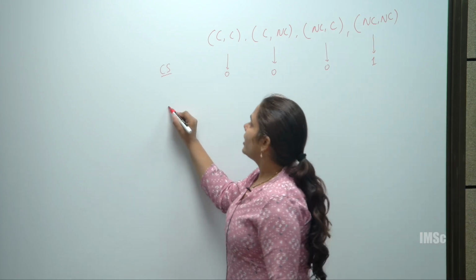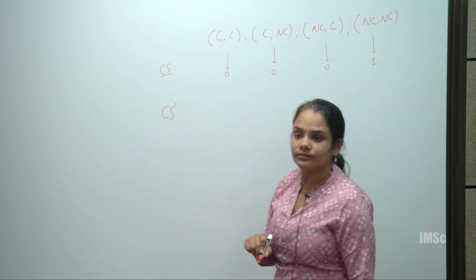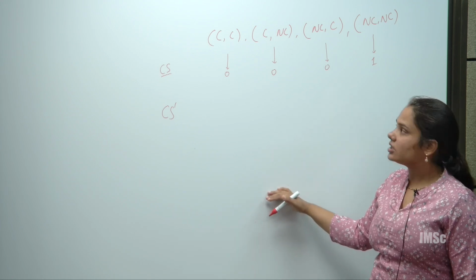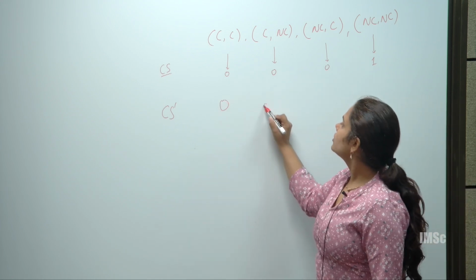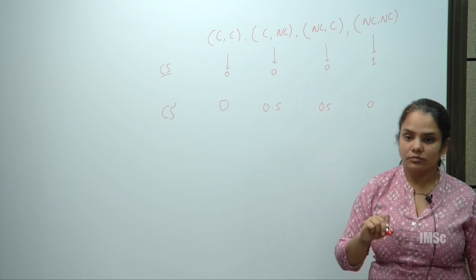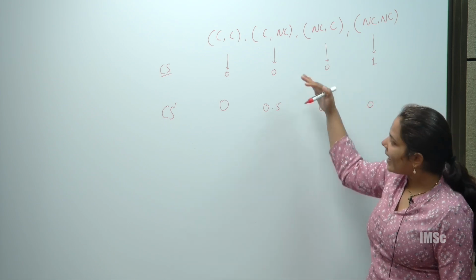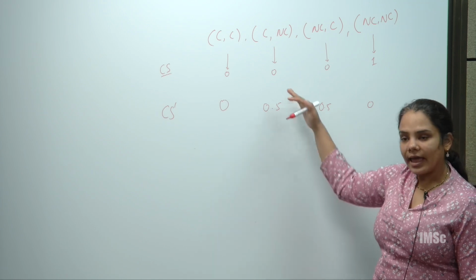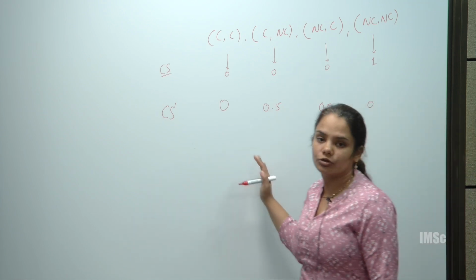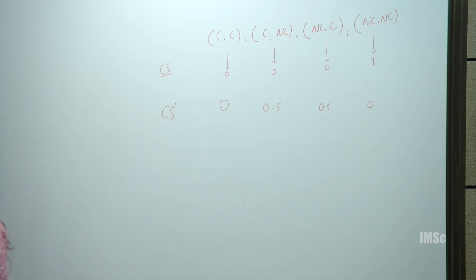Similarly, when I checked for CS prime, what was the correlated strategy corresponding to CS prime? It was 0, 0.5, 0.5 and 0. So any distribution over these strategy profiles will correspond to a correlated strategy. Are we on the same page? Okay, good.